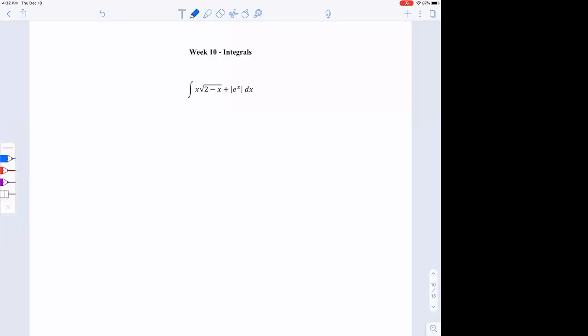Okay, week number 10. So here I have an indefinite integral. I'm saying indefinite because there are no numbers there. So I'm looking for an expression that is equal to this expression with, of course, no more integral sign. I want to solve that integral.